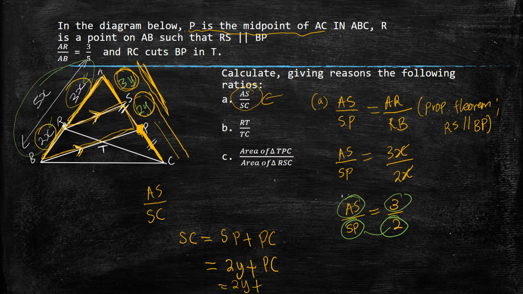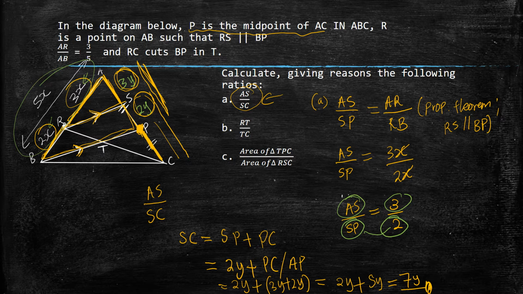I'm replacing my AP, or rather I can say this is the same as AP. So I will replace my AP by 3y plus 2y. Then I can finally get my SC. SC is going to be equals to what? It's going to be equals to 2y plus 3y plus 2y is 5y. This is going to give us 7y. Okay, so that was quite simple. You just had to know to use your proportionality theorem and also use this idea that P is the midpoint.